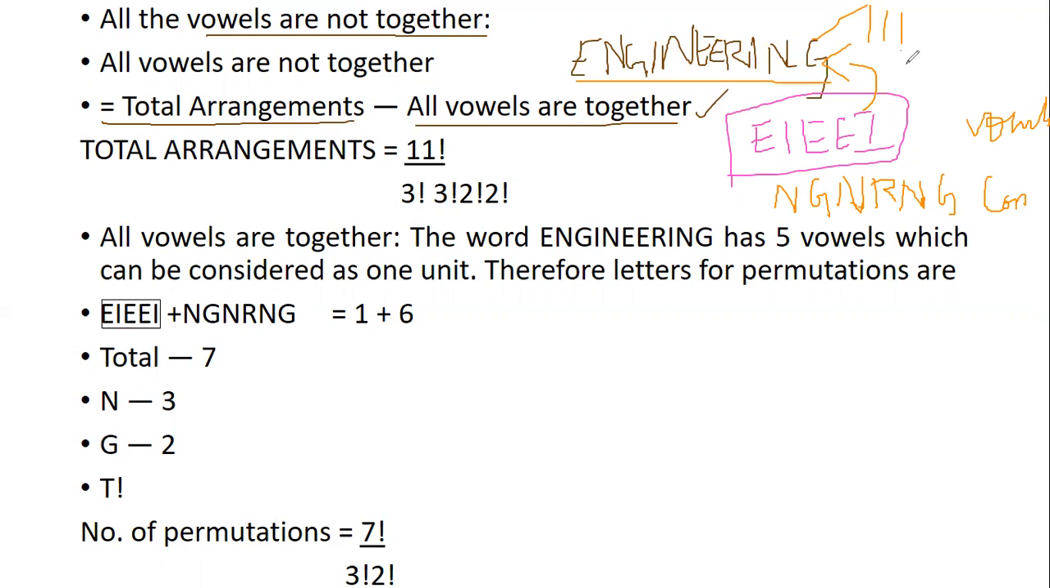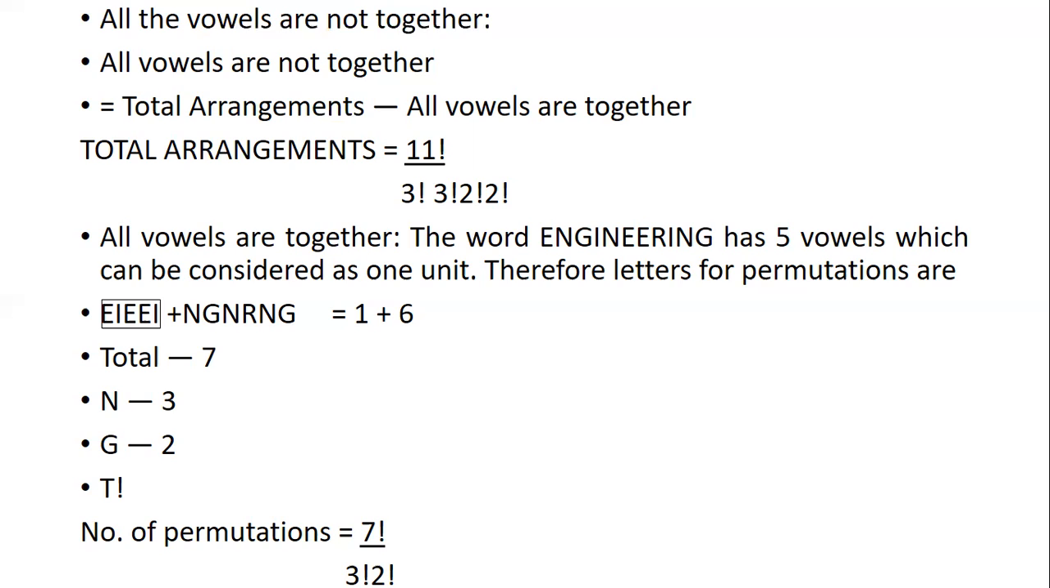Now, since we are dealing with permutations of like things, we should never forget the repetition of the letters. So 11 factorial by 3 factorial, 3 factorial, 2 factorial, 2 factorial. From where did we get this? If you remember, we got this from the first part of the solution, so let's go and check once for your understanding.